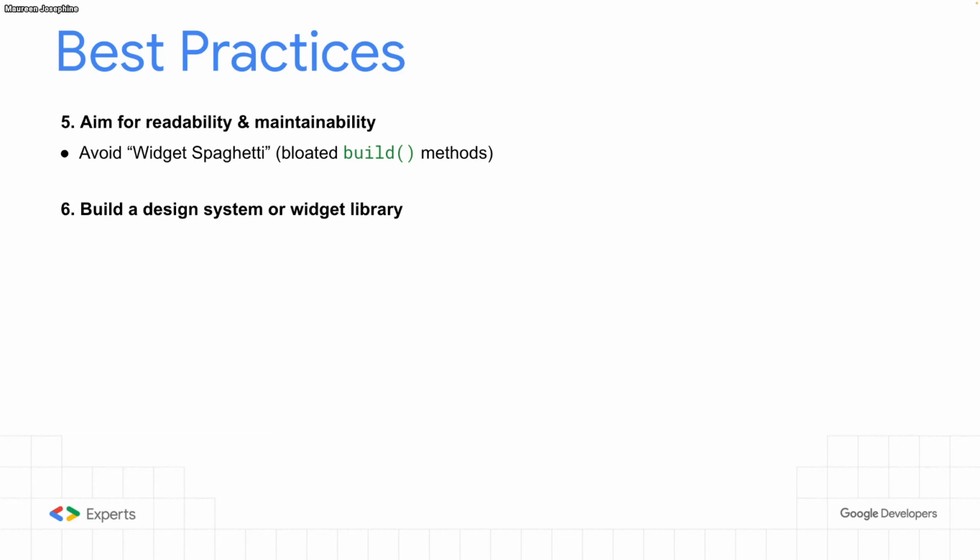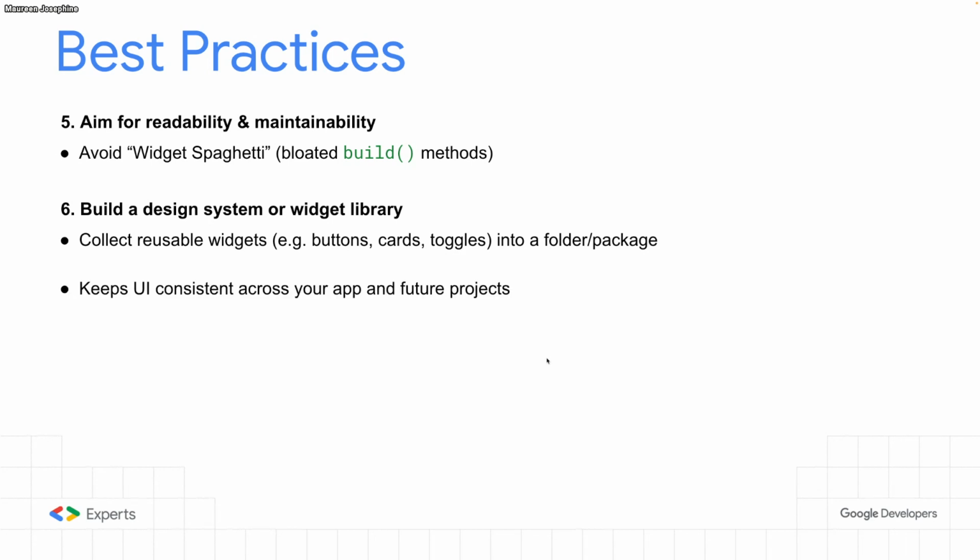Build a design system or a widget library. I see most companies already do this, where you have your own collection of reusable widgets for buttons, cards, toggles in a folder or a package. This becomes easy to maintain, easy to extend, and easy to add other functionalities. You'd always improve this design system over and over depending on your product use case or your company use case. And it also keeps your UI consistent across your apps and future projects.